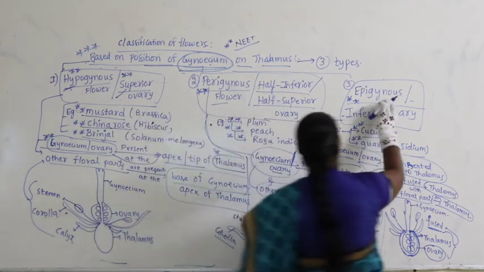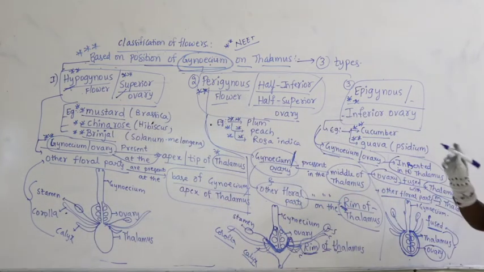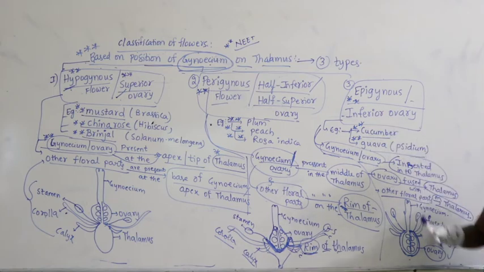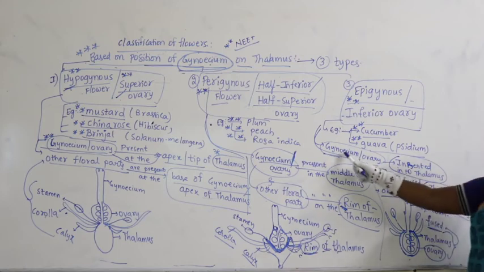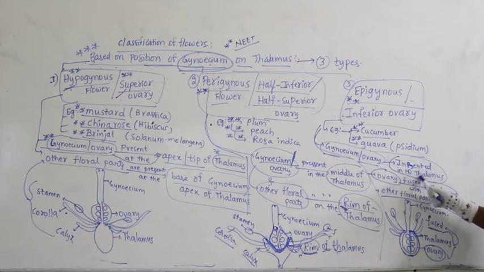Then epigynous or inferior ovary. If you look at epigynous or inferior ovary here, the ovary is completely inserted into the thalamus. It does not appear outside. So here what you can write: gynoecium or ovary inserted into the thalamus. The ovary wall is fused with the thalamus, meaning the ovary is completely fused with the thalamus. Both are fused, meaning both are attached to each other. This wall fuses with this. So the ovary wall is attached to the thalamus, both are fused, joined, right?